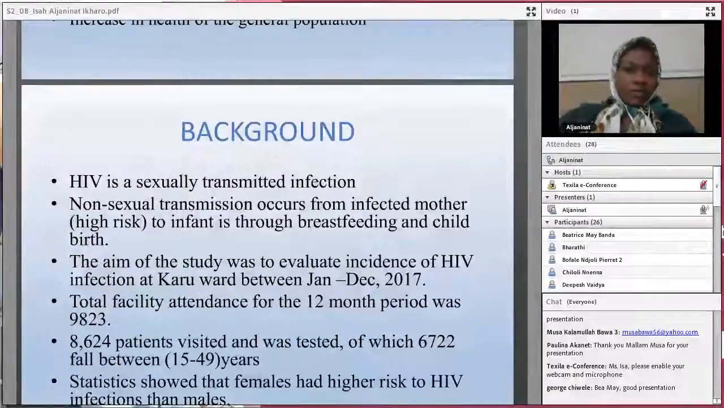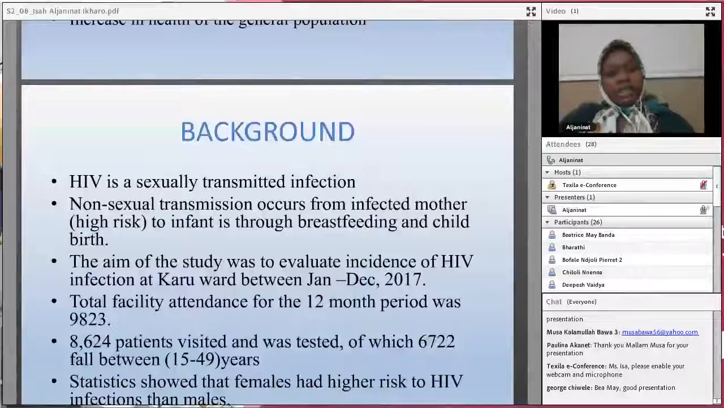The background of the study: HIV is a sexually transmitted infection. Non-sexual transmission occurs from an infected mother, probably a high-risk mother, who came for antenatal care and was tested and found out her HIV status. So there's a transmission between the mother and the child if the HIV status was not detected early enough during the antenatal process.